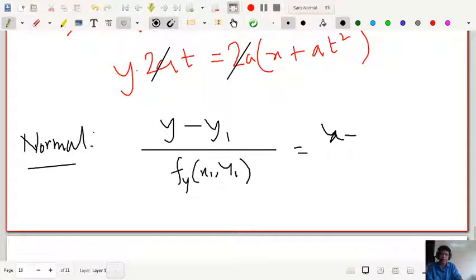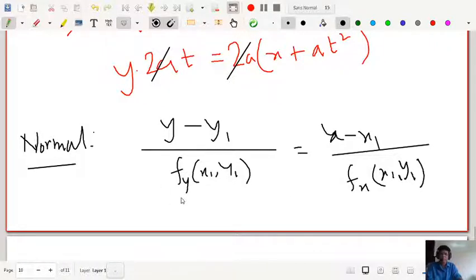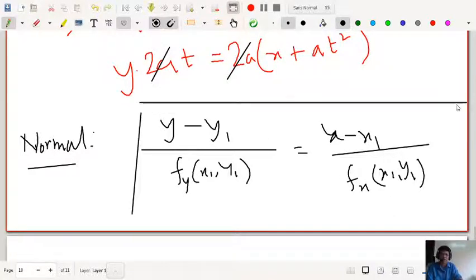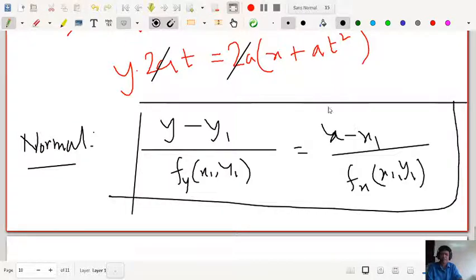So (x − x1)/fx, the partial derivative with respect to x, and (y − y1)/fy, the partial derivative with respect to y. This is the formula for the normal. This is a shortcut. You can check and verify; I am not going into detail of that.